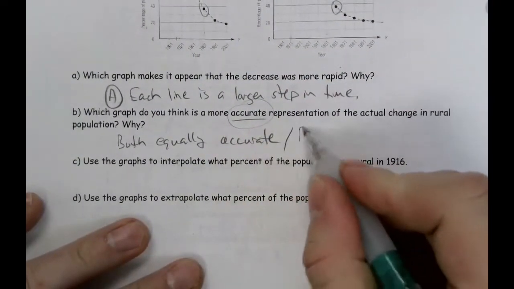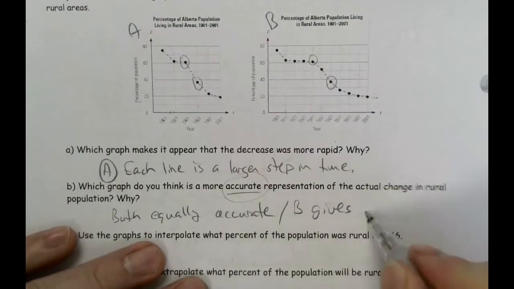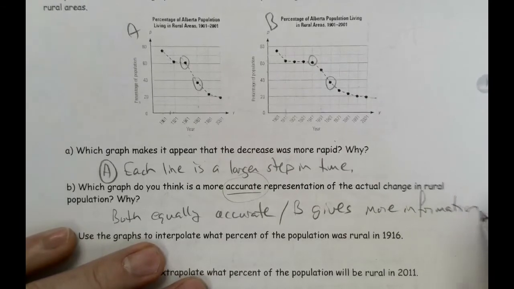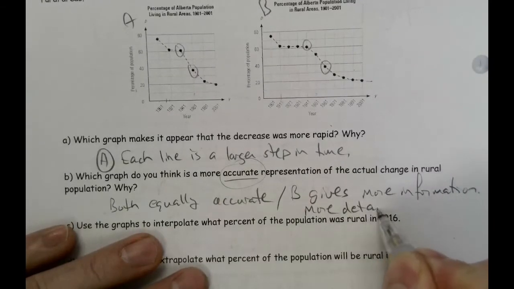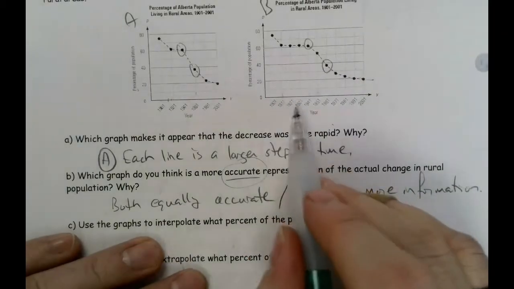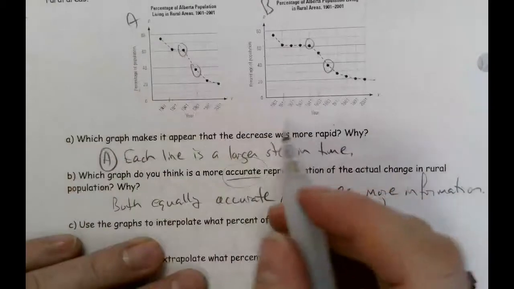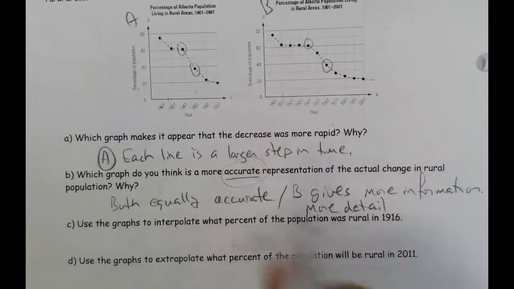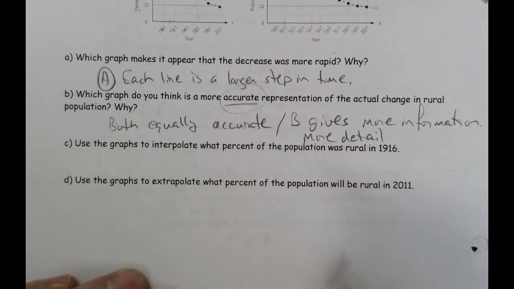You might say though that B gives more information, or more detail, and maybe that's what you need. Maybe you need more detail about smaller time chunks. But maybe you don't, maybe you just want an overall trend. I just want to know if it's going up or down, right? And then that's what you would do here. Again, kind of a tough question, but it's a good conversation to have in class.